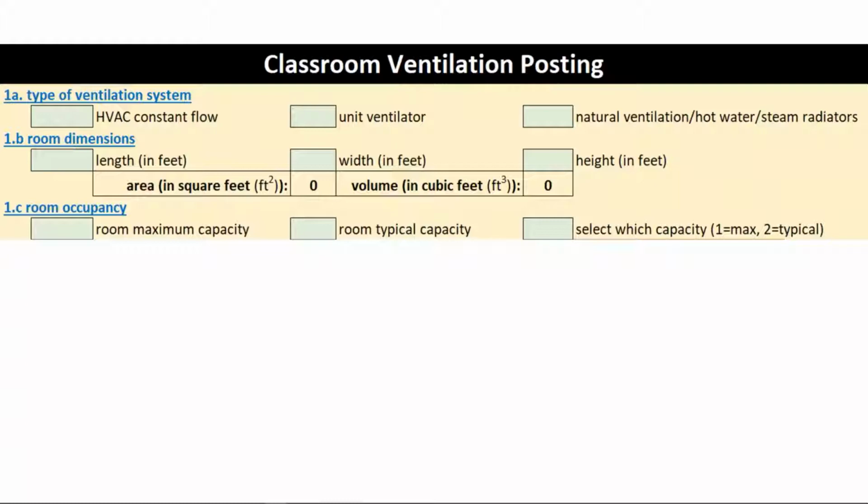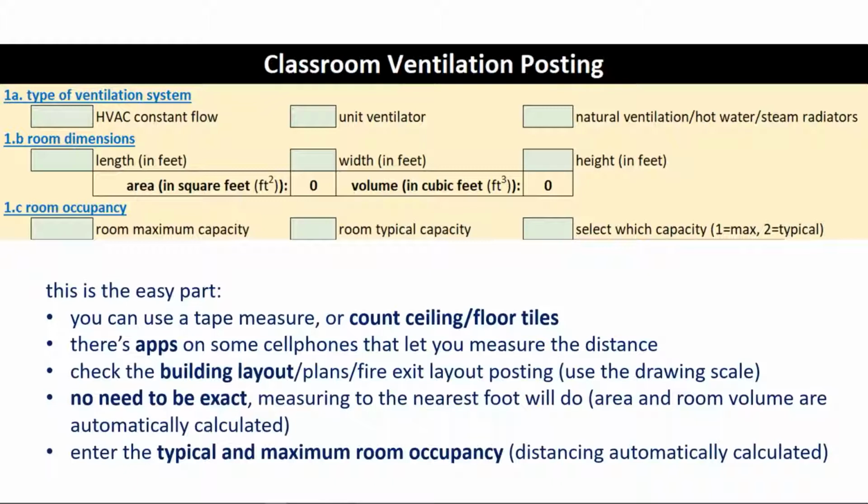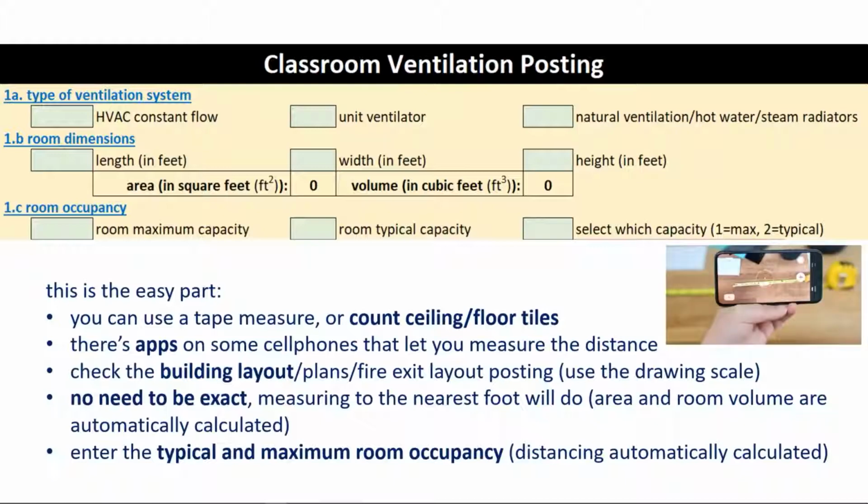So we'll start with the type of ventilation system and the room dimensions. Well, this is the easy part. To measure the dimensions of the room, you can use a tape measure, obviously, or count ceiling tiles or floor tiles or cement blocks if you can see them. There's also apps on some cell phones that let you measure them. I tried using it and I get a little confused, but people who are a little more adept at using these things probably can figure that out better than I can. You can also check the building layout plans or the fire exit posting if it's drawn to scale.